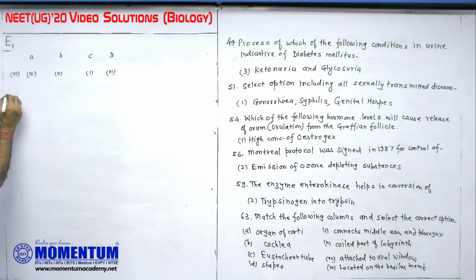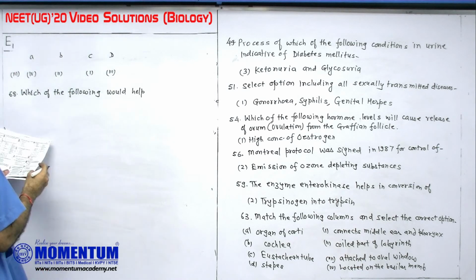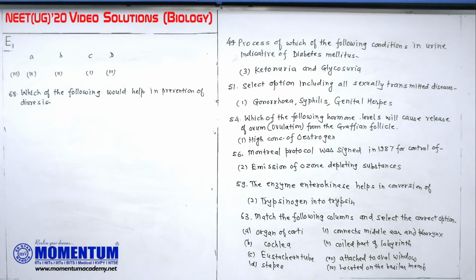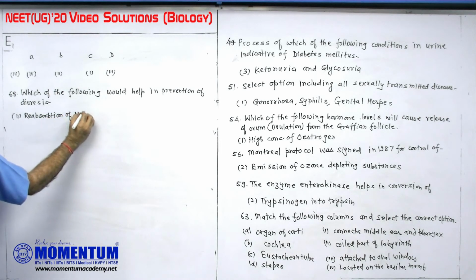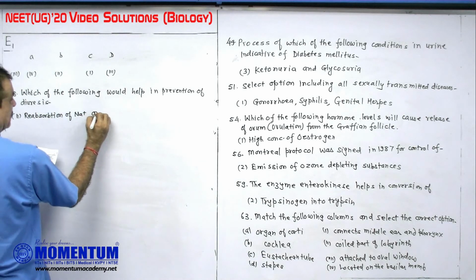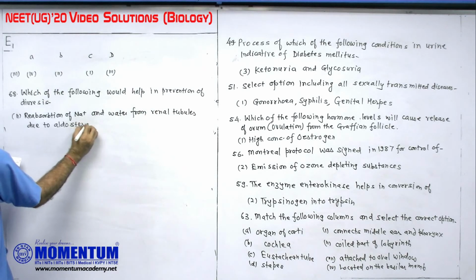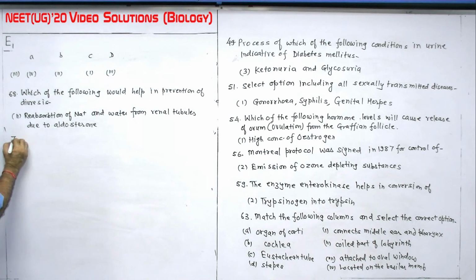Then question number 68. Which of the following would help in prevention of diuresis? That is answer number 2: the absorption of sodium and water from renal tubules due to aldosterone.